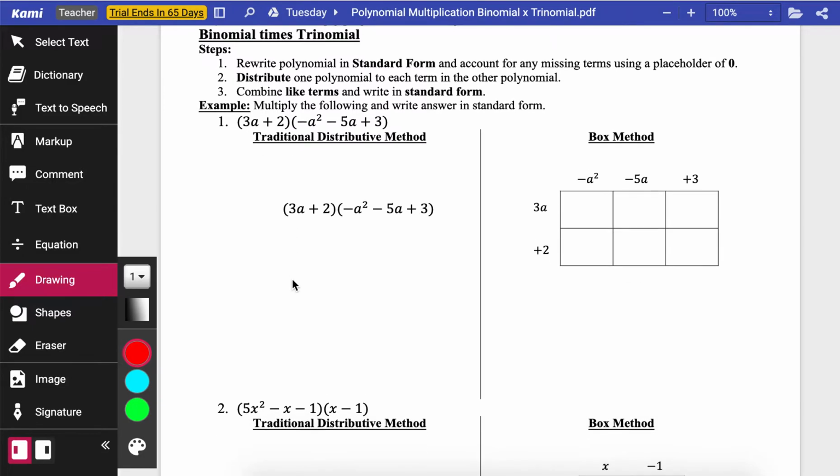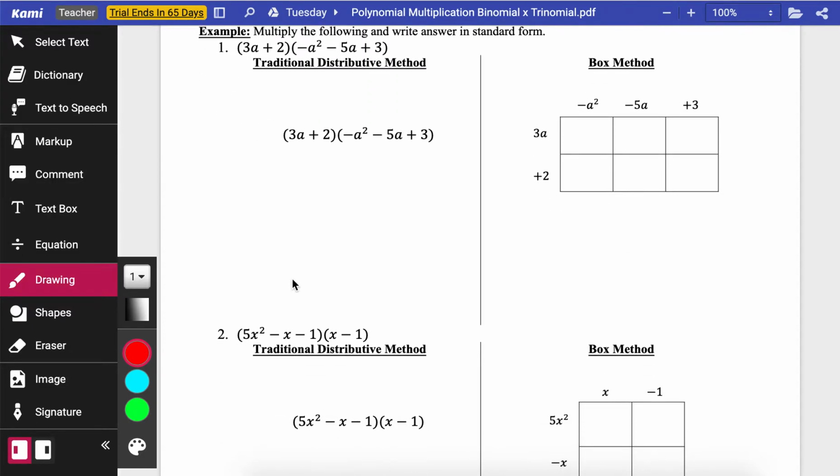So we have two different methods for doing this. The first method is the traditional distributive method. What that method tells us to do is take each term in the first polynomial and distribute it to everything in the second. So I'm going to distribute the 3a first, and then I'm going to distribute the positive 2. Each gets distributed to negative a squared, to negative 5a, and to positive 3.